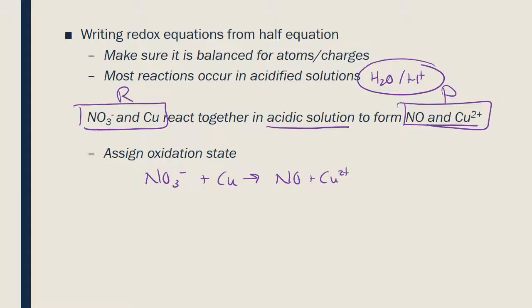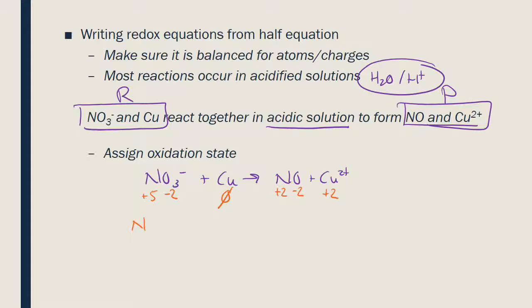Then I want to assign the oxidation states. So we know we have oxygen. There's 2 of them. 2 times 3 is -6. We need to make sure we still have a negative remaining. So nitrogen becomes +5. Copper is neutral, so it's 0. Then over here, oxygen is -2. It's a neutral compound, so nitrogen becomes +2. Copper is an ion, so it's positive 2.